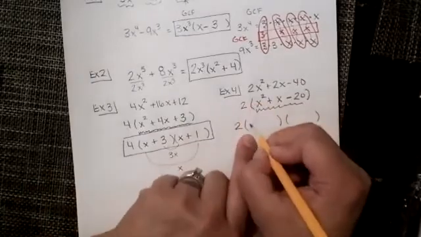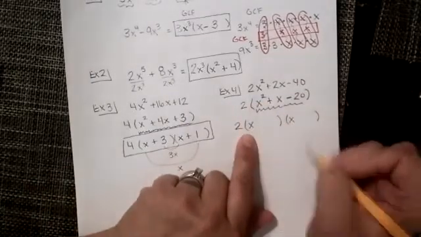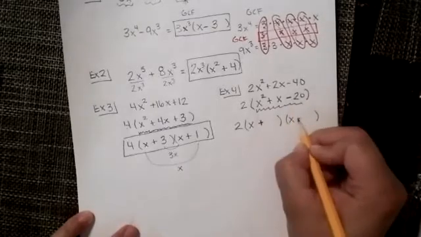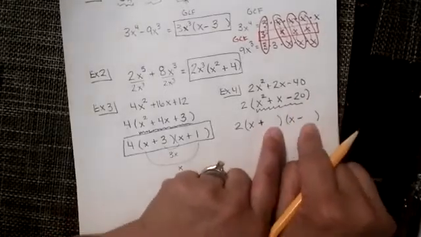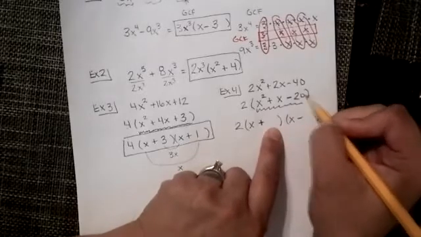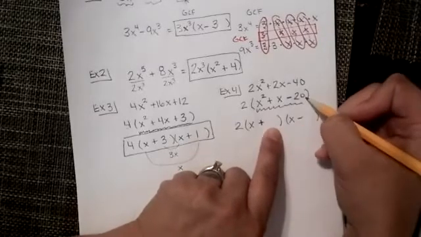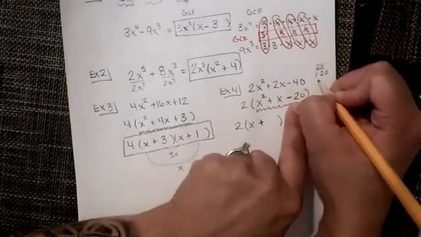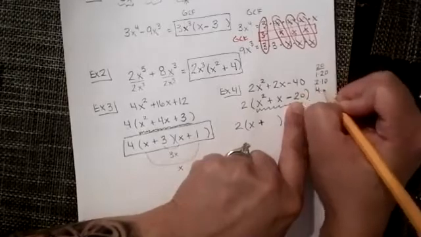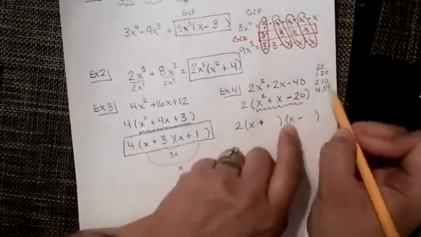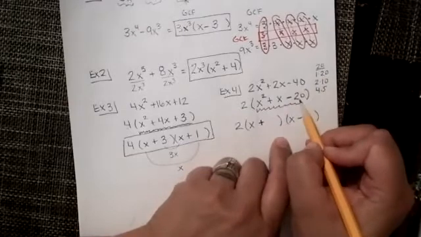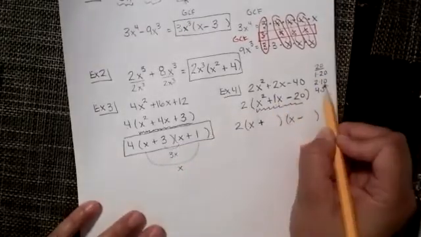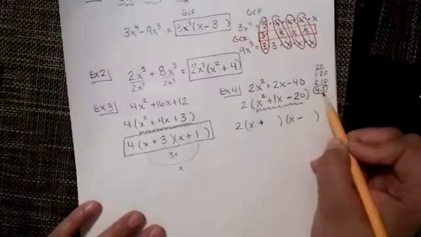X squared has to give me an x and an x. Now, because this is a negative number, one has to be positive, one has to be negative, because the 2 at the end is going to give you the last number. Now, 20. The numbers of 20, I'm going to write out the multiples. It's 1 and 20, 2 and 10, and 4 and 5. Now, I have to look at these three factors and see when I add them up, which one will give me a 1x. The only one that will do that is this one, the 4 and the 5.